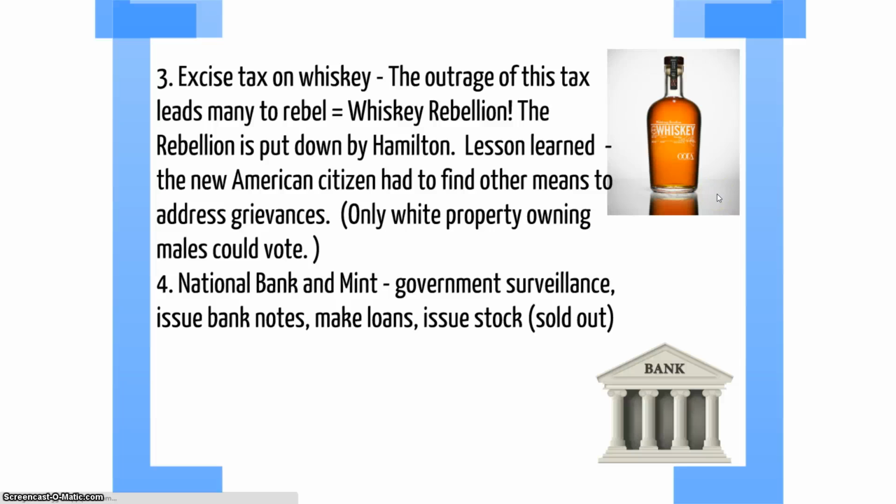In addition to that, he wanted a national bank and mint, so instead of people printing state money, which they did, which is just like state paper, and it had different values in different states. It was really confusing. He wanted to have a national bank, and the government could actually print money, and it would be official tender. There would be government oversight. They could issue banknotes, make loans, and sell stock, and the stock actually sold out right away. So this is what Hamilton wanted to do. Let's see exactly what Jefferson wants to do.